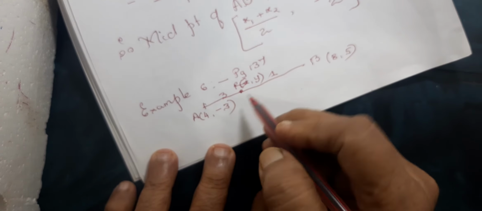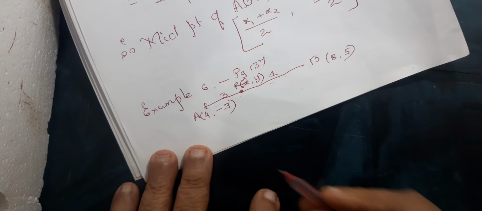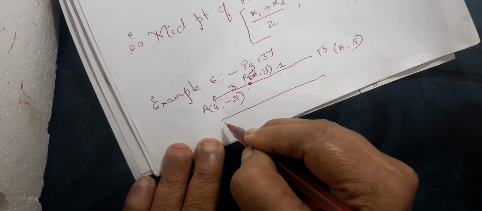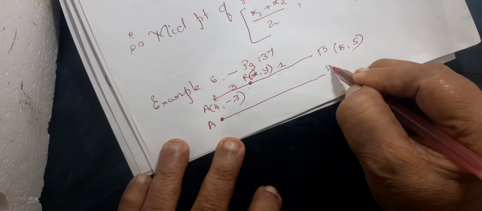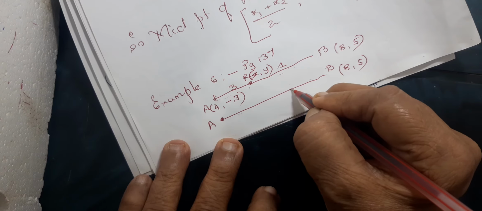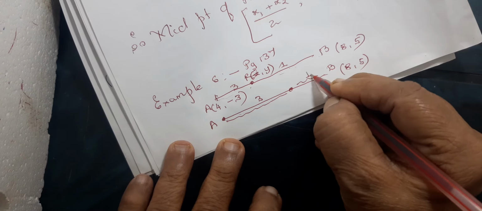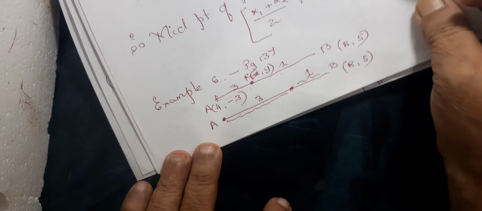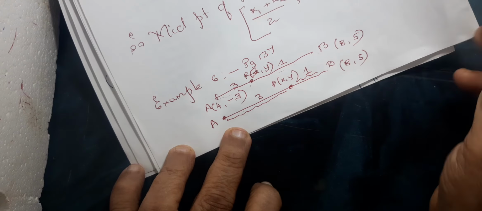But of course, this point should have come till here. Then it would be 3:1. So, children, I'm just making it so that the point P, you see, this is 3 and this is 1 according to our sum. And this one's coordinates are P of x, y.